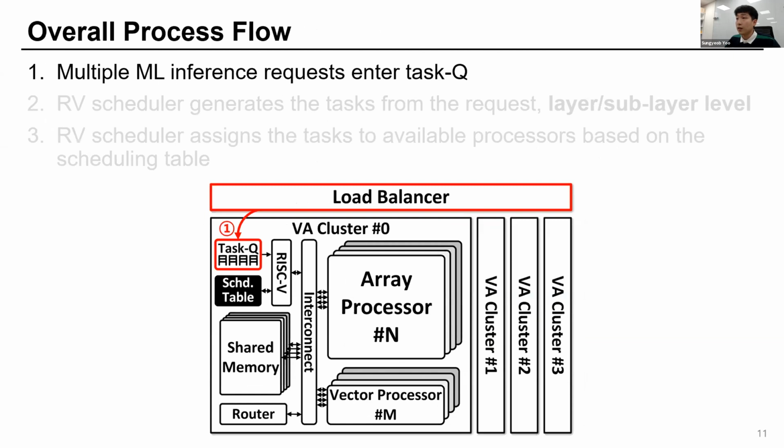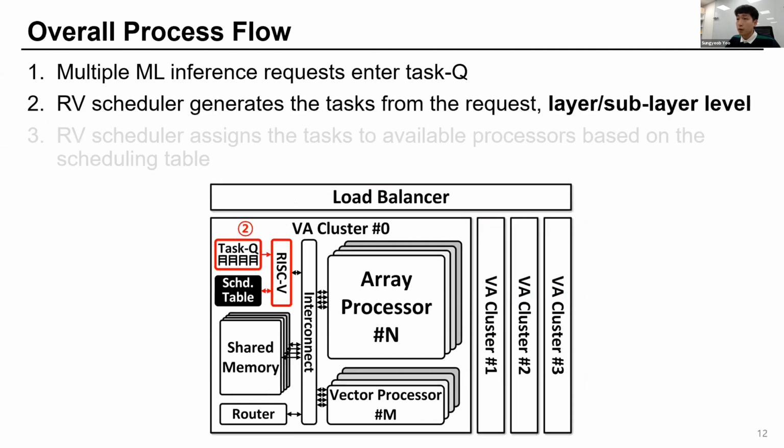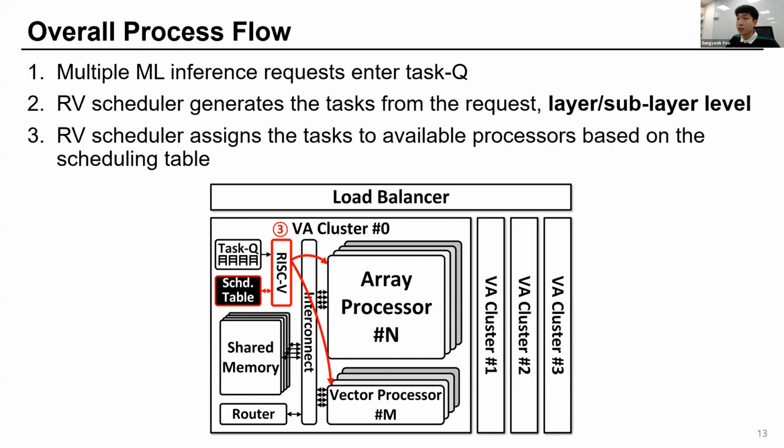Moving on to the overall process flow, there are 3 steps. The first step is that the load balancer assigns the multiple ML inference requests, and then these requests enter the task queue in the RISC-V scheduler of each VA cluster. Then, the RISC-V generates the layer or sub-layer level task from the request, and writes these tasks to the scheduling table. Lastly, the RISC-V scheduler assigns the task to an available processor based on the scheduling table with the scheduling scheme.